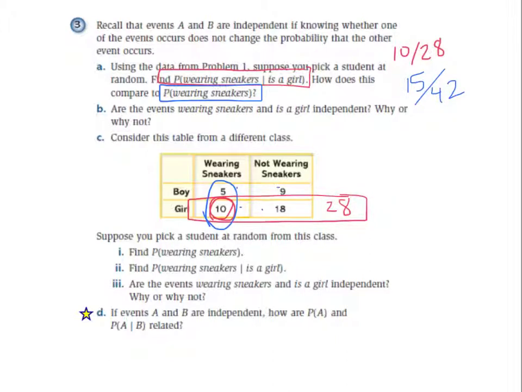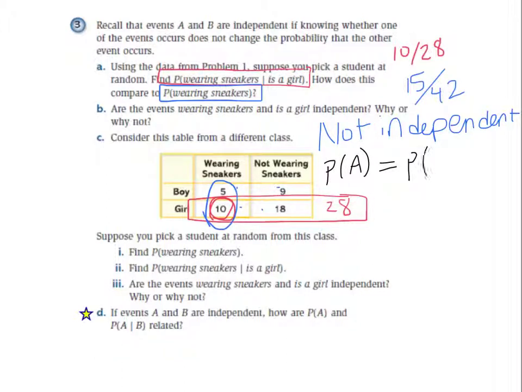Therefore, these are not independent. The rule for something to be independent is that the probability of just A must equal the probability of A given the restriction of B. So if we compare the probability of wearing sneakers, A, it does not equal the probability of wearing sneakers given a restriction of girls, so they are not independent. For now, that's all we'll talk about for conditional probability, the given, and for independence.